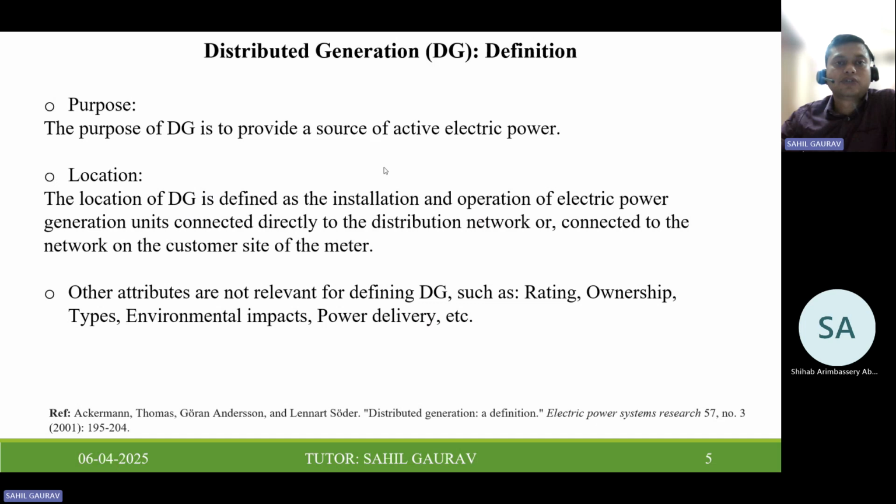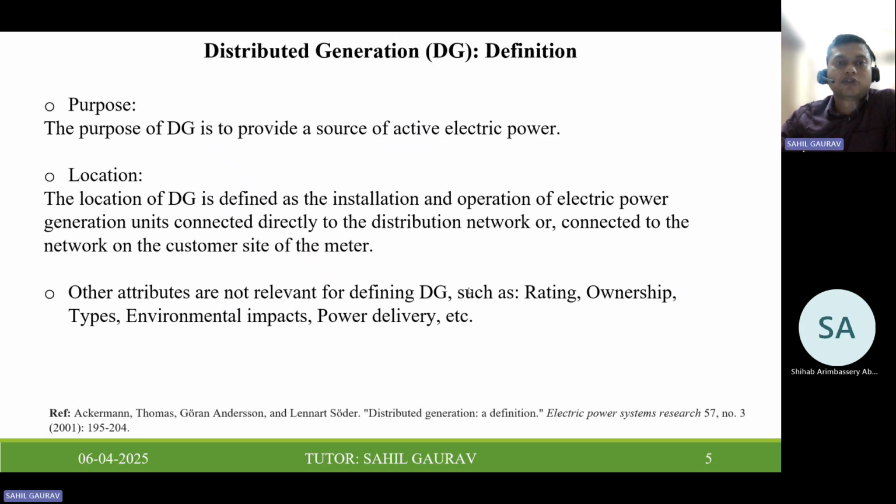The purpose of DG is to provide a source of active electric power, while the location of DG is that it should be at the customer side of the meter. The location of DG is defined as the installation and operation of electric power generation units connected directly to the distribution network or connected to the network on the customer side of the meter.